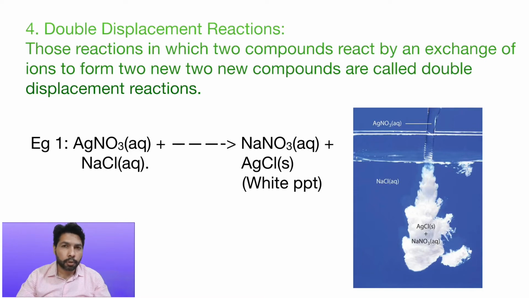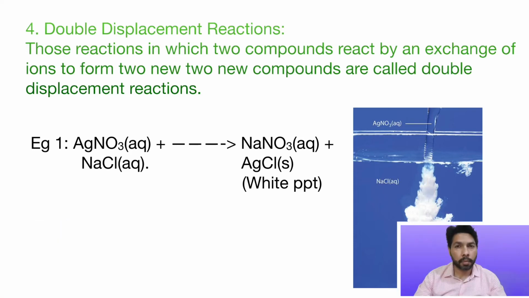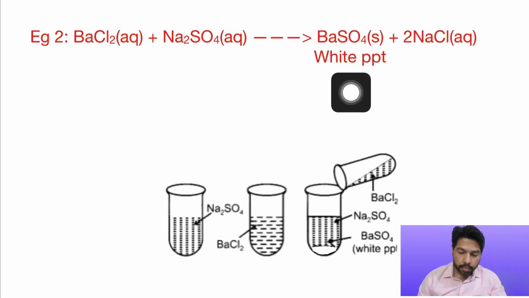Now one thing that should be kept in mind is that majorly one of the products formed during a double displacement reaction is a precipitate. So kindly keep this in mind. Next example is the reaction between barium chloride and sodium sulfate. Barium and sodium will exchange their position and form barium sulfate, which will appear in the form of a white precipitate, and sodium chloride, which will be in the aqueous state. You can see in the picture given below.